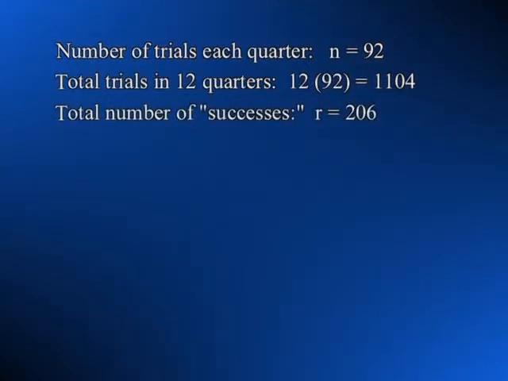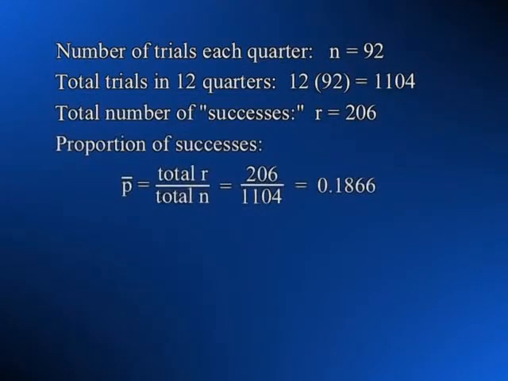And at this point, we can calculate a proportion of successes for the entire time period. We're going to call this P bar because we are using pooled information here. We can't exactly call it P because this is not a mean number associated with all neighborhoods. It's just this particular neighborhood. So P bar because it's pooled information. It's the total number of successes over the total number of trials, so 206 over 1104. So P bar then is 0.1866.